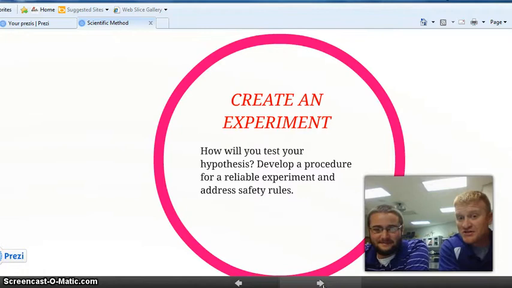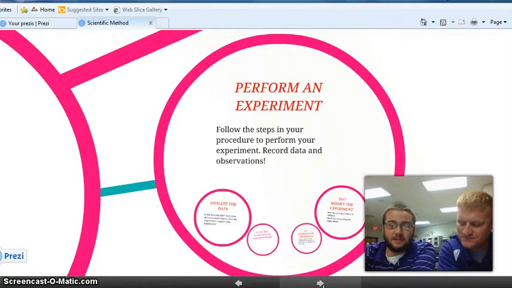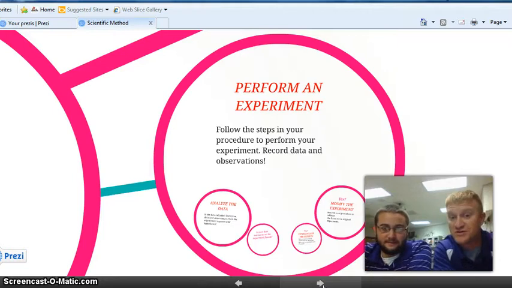Then, once you've made that educated guess, you're going to create an experiment. The experiment will tell how you will test your hypothesis. You need to develop a procedure for a reliable experiment that addresses safety rules. Next you have to carry out that experiment. So you're going to take your procedure, follow all the steps, and actually get the experiment done. And then from here, you will find your data. This is where it gets a little crazy, so keep up.